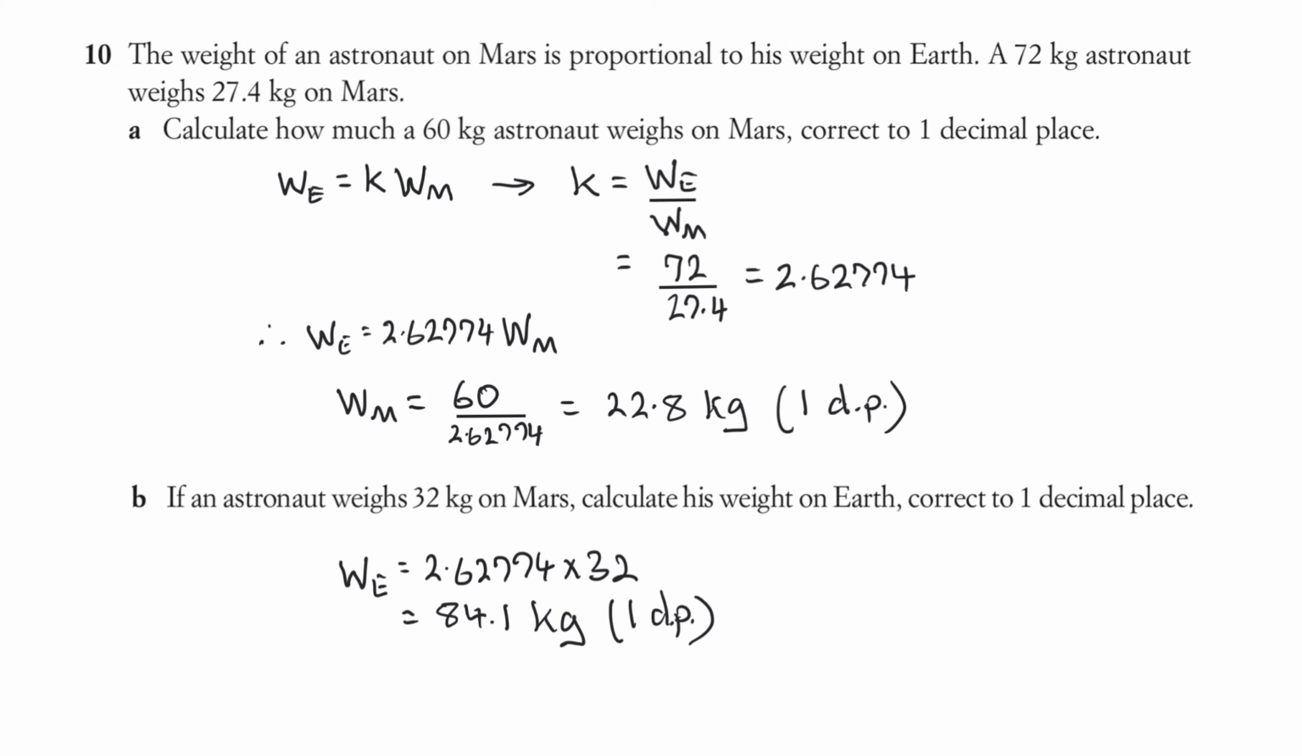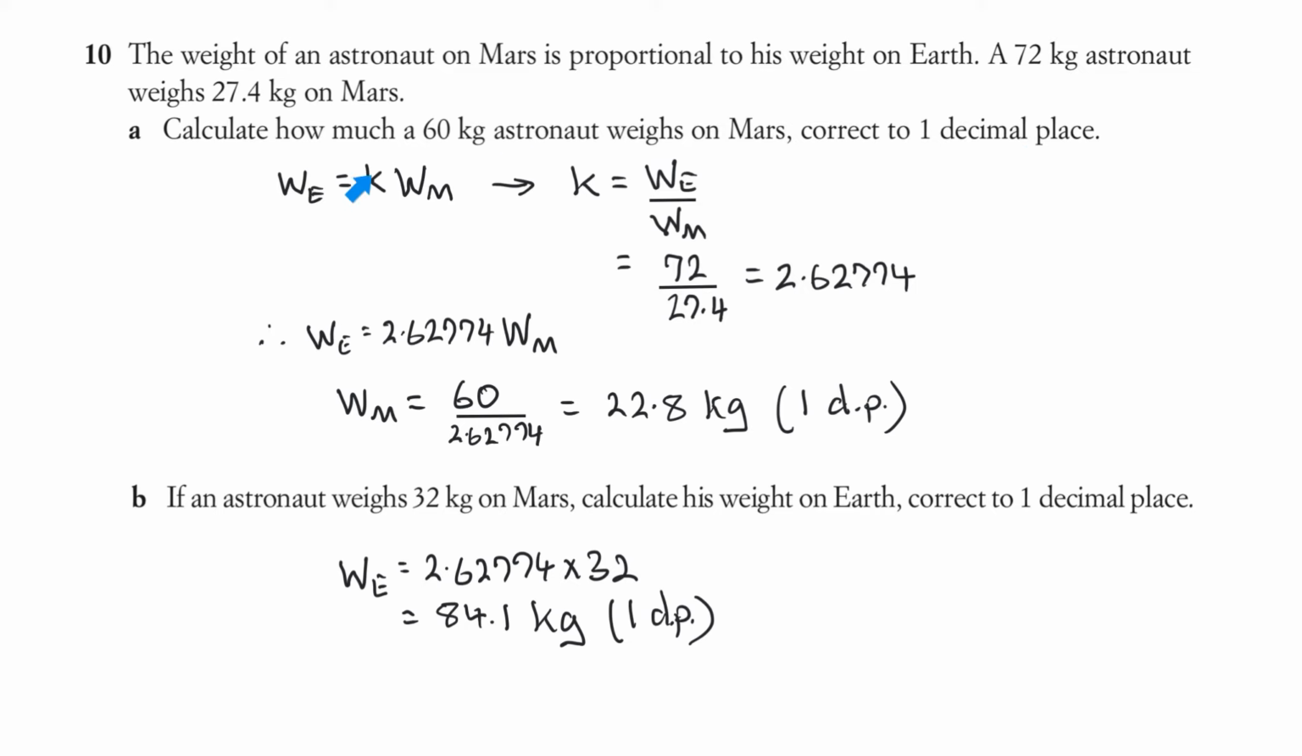10. The weight of an astronaut on Mars is proportional to his weight on Earth. A 72 kilogram astronaut weighs 27.4 kilograms on Mars, so he's going to weigh less on Mars. So keep that in mind, so when you do get an answer, you can double check to make sure it makes sense. A. Calculate how much a 60 kilogram astronaut weighs on Mars, correct to 1 decimal place. So when they said 60 kilogram astronaut, that means on Earth. How much does that person weigh on Mars? We're expecting that person to weigh less than 60 kilograms. And it says to 1 decimal place.